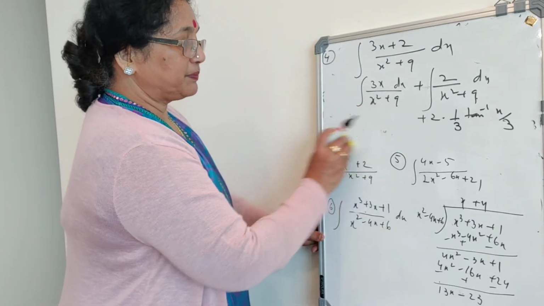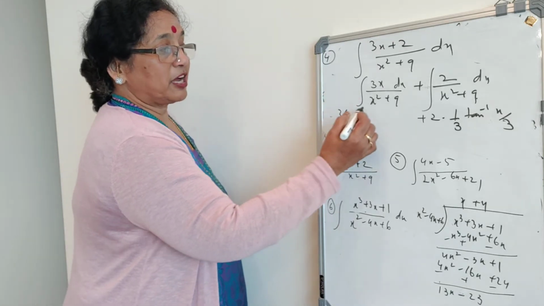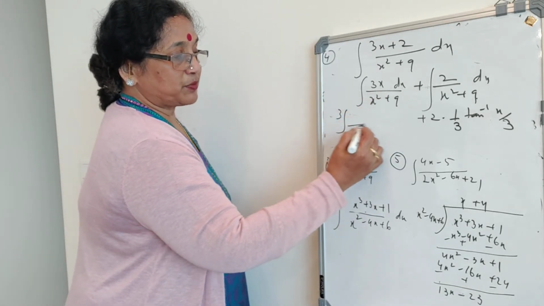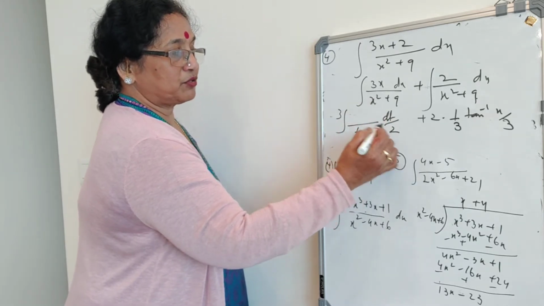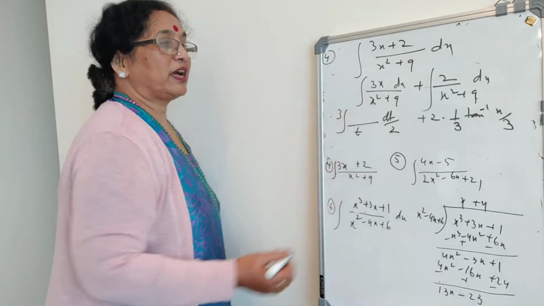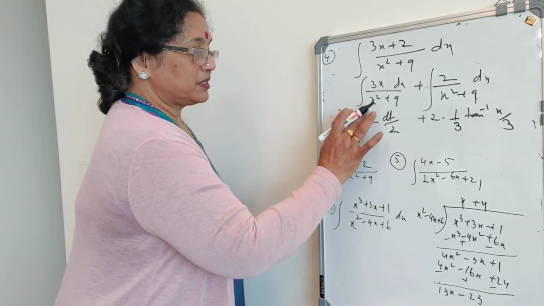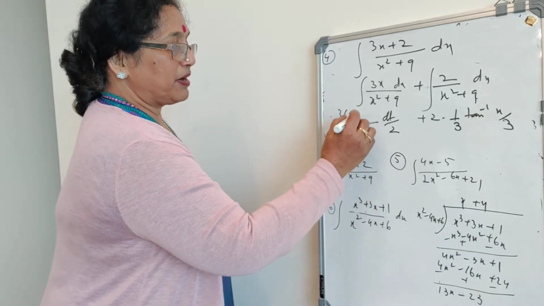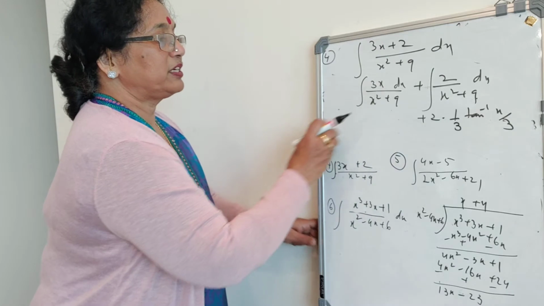So sum number 3, this one. We are doing sum number 4. So here 3 out. This becomes dt. You are taking x square plus 9 as t. So dx becomes dt by 2. And therefore you have x dx becomes dt by 2. So this becomes simply 3 by 1 by t. Again I repeat, you know the substitution, that's why I'm not going to do it in detail.